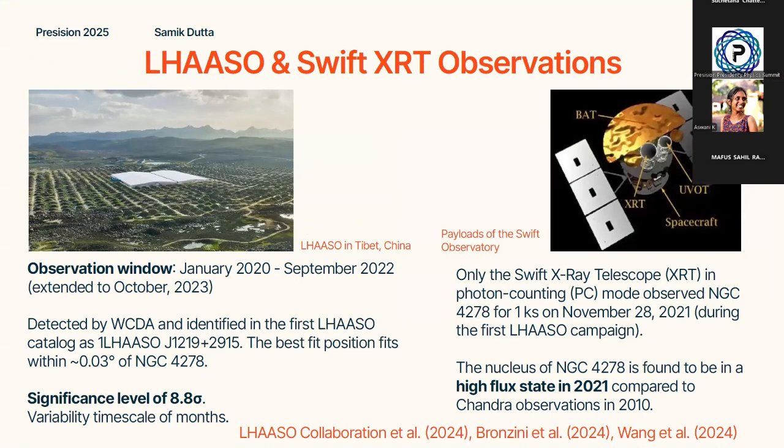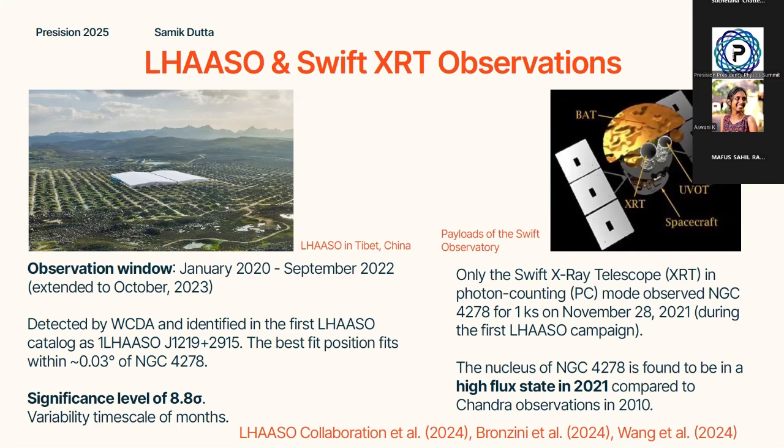So now we come to the LHAASO and the SWIFT observations. LHAASO had been observing this source in their first observation run from January 2020 to September 2022. In the later paper which I showed you, they extended this work until October 2023. LHAASO detected this source with their WCDA component, which is the Water Cherenkov Detector Array, and not through their kilometer square array, which is the other component they have.